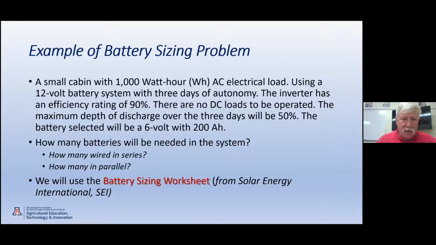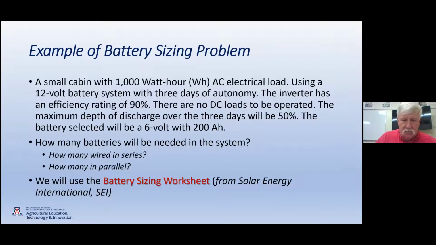Here's an example. We have a small cabin with a 1,000 watt-hour AC electrical load using a 12 volt battery system for 3 days of autonomy. The inverter has an efficiency rating of 90%. There are no DC loads. The maximum depth of discharge for 3 days will be 50%. The battery selected is a 6 volt with 200 amp hours. So how many batteries will be needed for the system, how many are wired in series, and how many are in parallel?